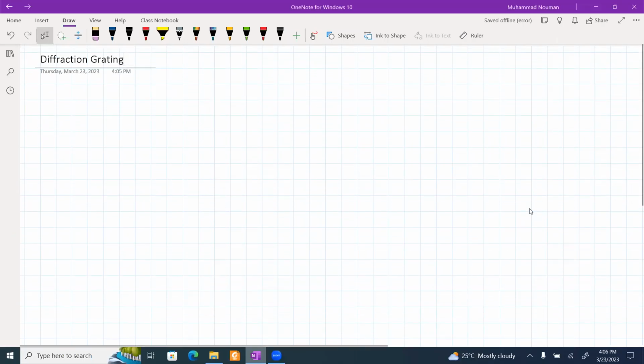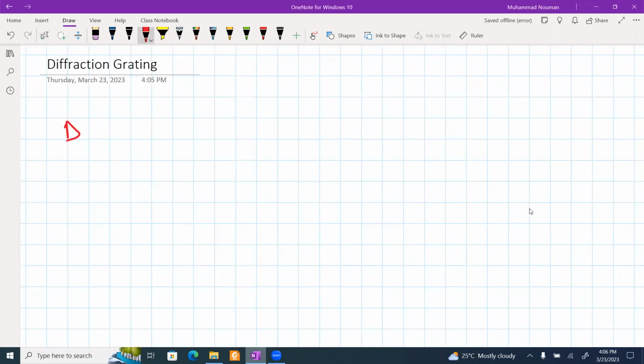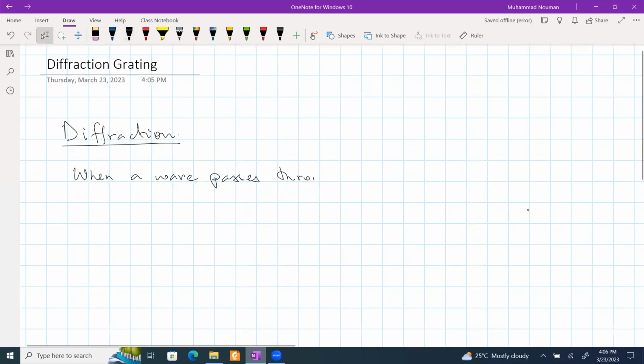Okay, let's first define diffraction simply. Diffraction is one of the processes for waves, and this is simply when a wave passes through a gap, a slit, or sometimes an edge, it diffracts, or you can say it spreads. This simple process is called diffraction.